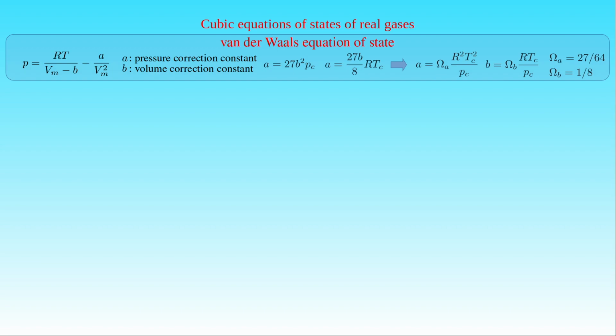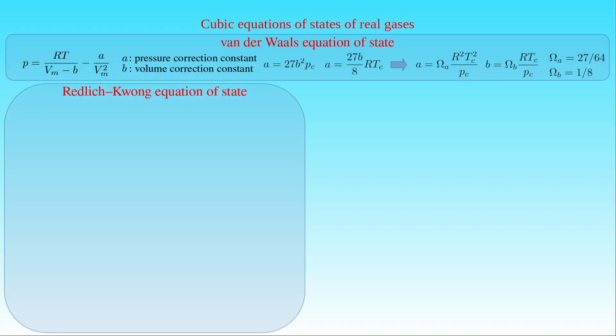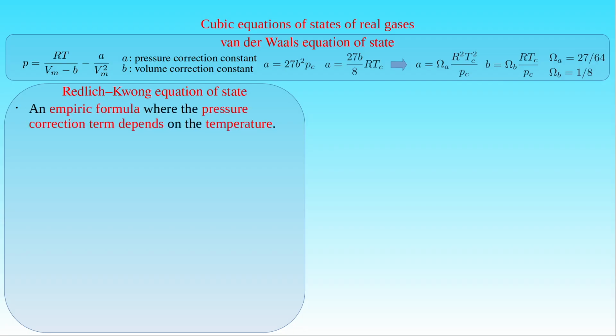Now we start with a cubic equation of state introduced by Redlich and Kwong in 1949 to improve the van der Waals equation, which is an empiric formula with a modified attraction term. In this equation of state, the denominator of the second term correcting the pressure becomes temperature dependent, and it is given by Vm times the sum of Vm and B, times the temperature T raised to the power 1 over 2.